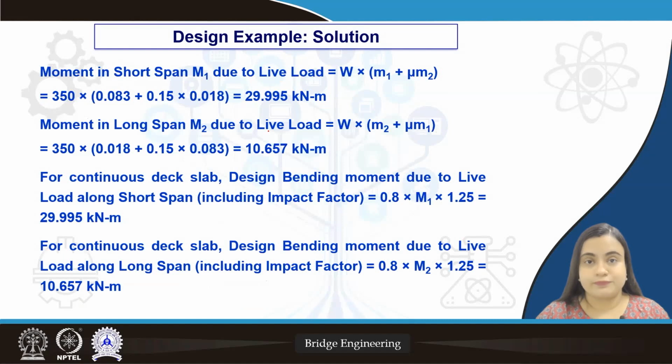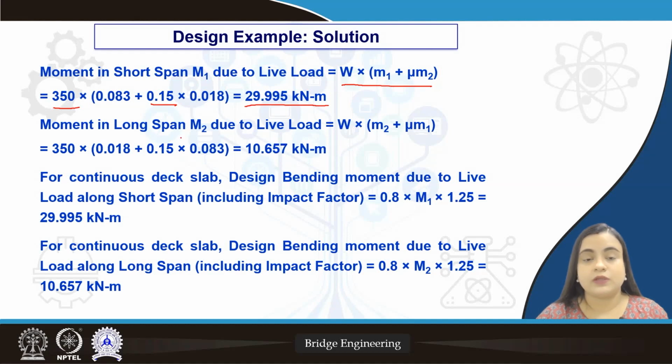So once we have computed m1 and m2, the bending moment in the short span direction due to live load can be obtained as W times (m1 plus mu m2), where W is the wheel load, that is equal to 350 kilonewton. m1 and m2 we have computed, and mu stands for Poisson's ratio for concrete, that is equal to 0.15. So the bending moment in the short span direction due to live load will be equal to 29.995 kilonewton meter.